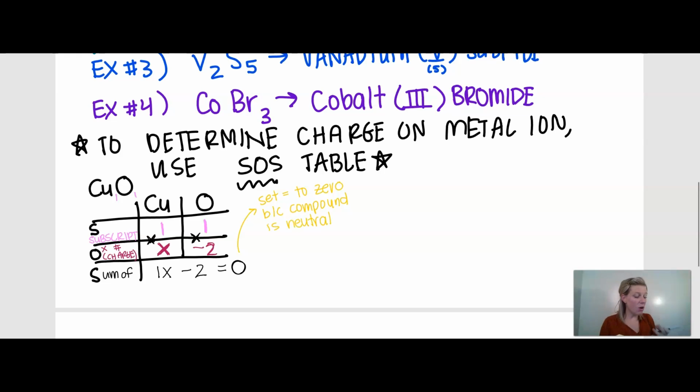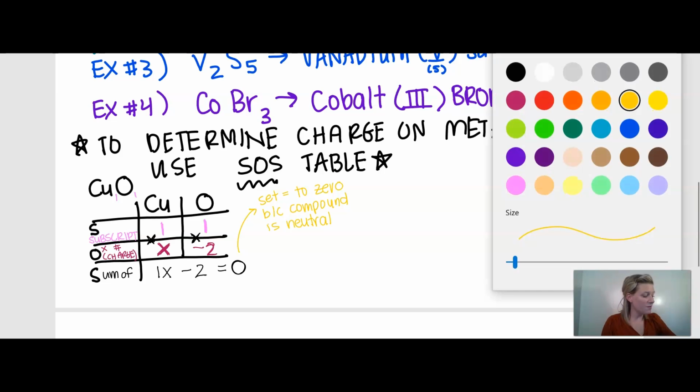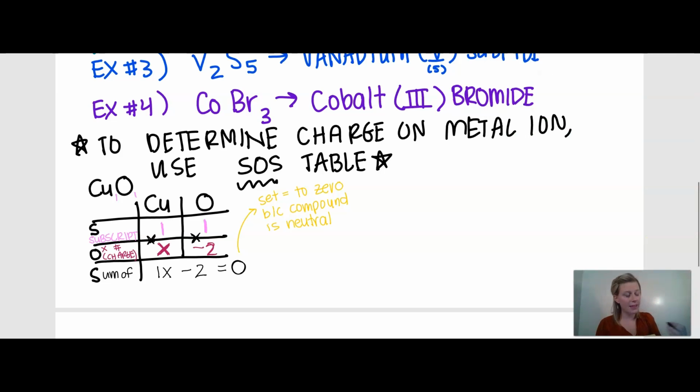Okay, and now all we have to do is solve for that X value. So we're going to follow through with math. I know, boo. I love math, actually. Okay, and we're going to solve this out. So we add 2 to both sides, and we get X equals +2, and therefore the charge on my copper is a +2 ion.